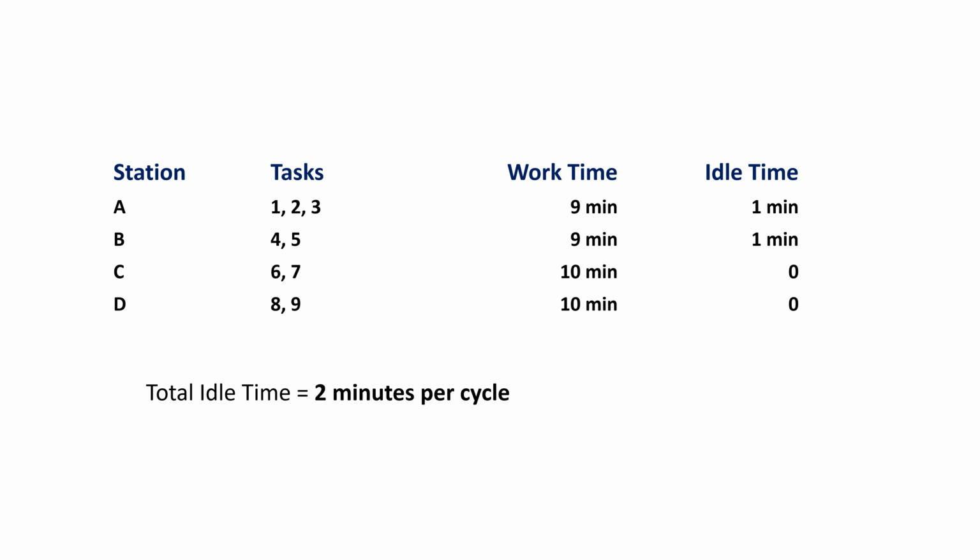The different stations A, B, C, D and the tasks assigned to them, the work time in each workstation and the idle time are shown here. So the total idle time equals 2 minutes per cycle.